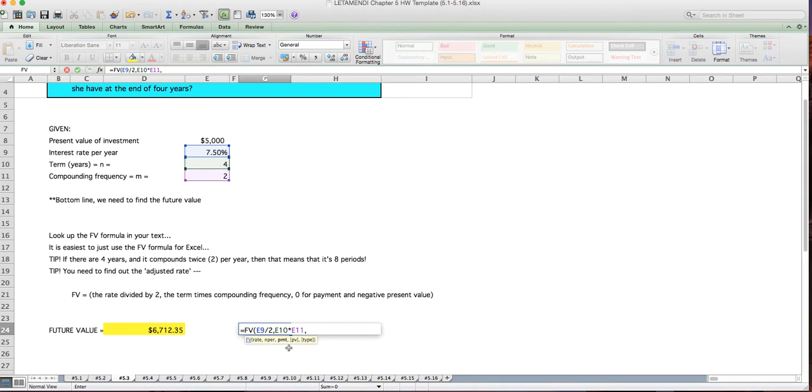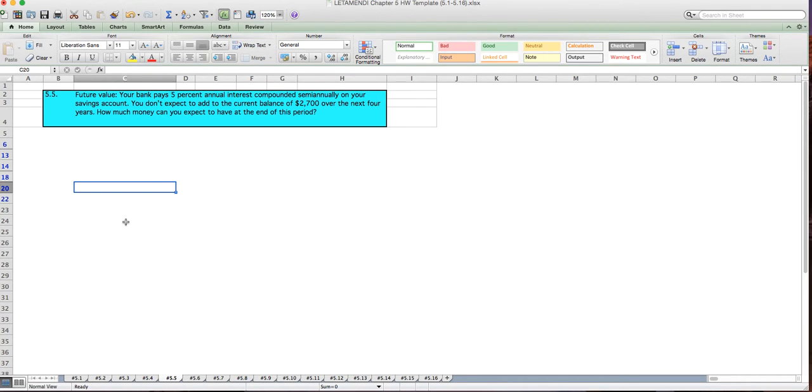Comma. Now it's asking us for payment. Payment, what do we say it was? Always 0. We're going to deal with payment when we get to the bond section of the text. And then the present value is 5,000. Negative present value. Why? Because it's money out. So let's make this negative E8. And you don't really have to close parentheses, just hit enter. And when you hit enter, you get the answer. You see? All right.